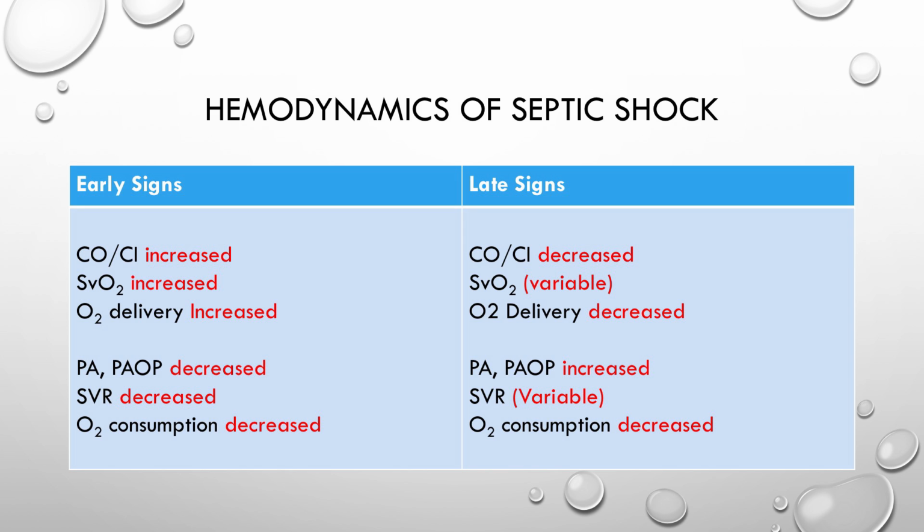So late signs include cardiac output decreased, your SvO2 could be variable, O2 delivery is decreased, your pressures are increased, your SVR is variable, and then your O2 consumption is decreased. So in the early stages, your body is trying to compensate. In the late stages, the compensation of your body is beginning to wear off.